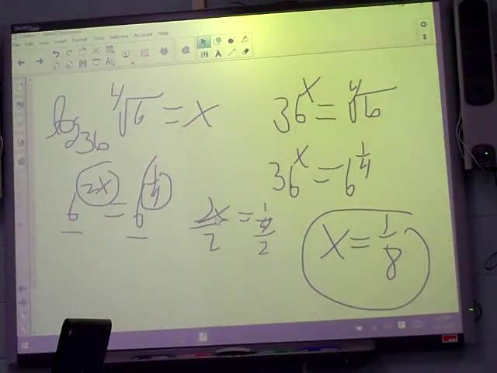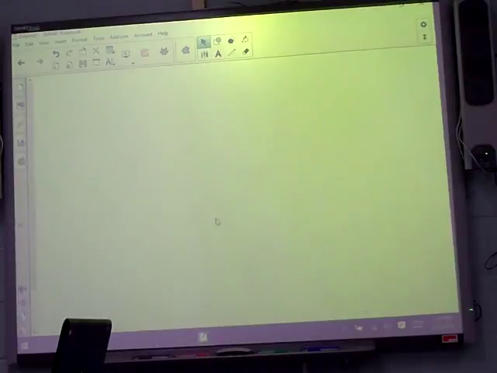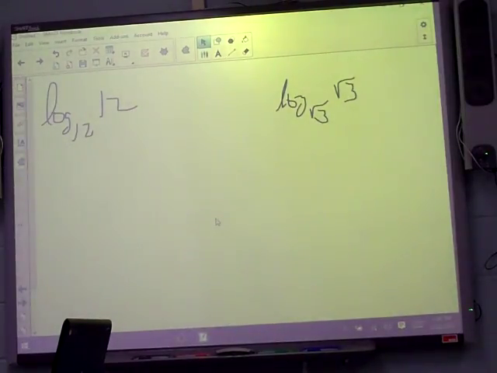Alright, move to the next phase now, and these are pretty easy. I'm going to show you some special cases and teach you how to use the calculator all at once. You actually have done this on your calculator in Algebra 2. I just got to remind you of some things. I got log base 12 of 12, log base square root of 3 of square root of 3, and then log base 3 of 1, and log base 0.4 of 1.